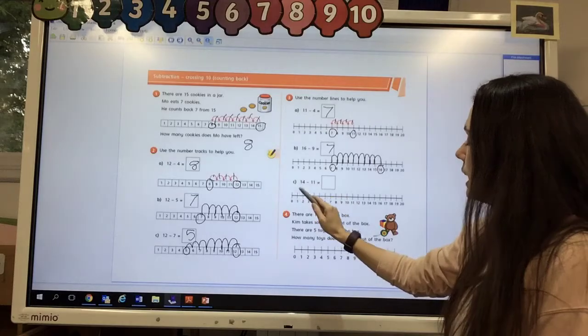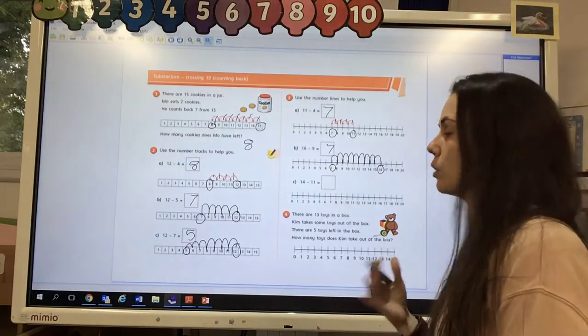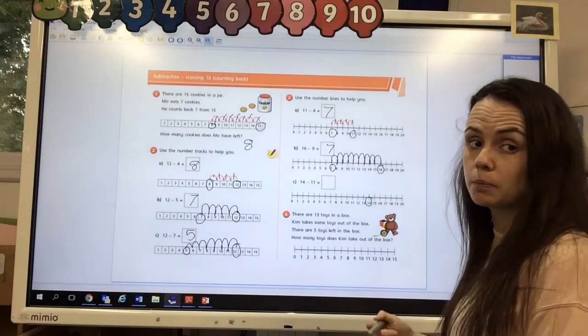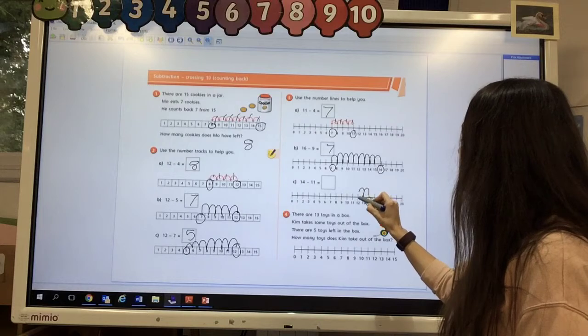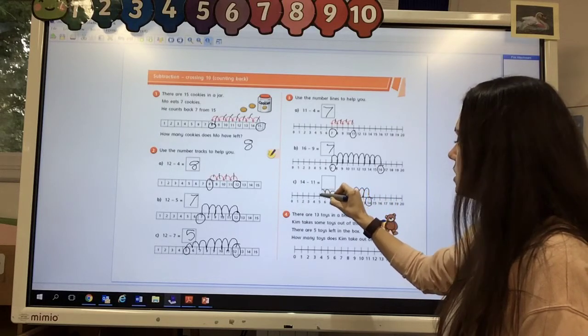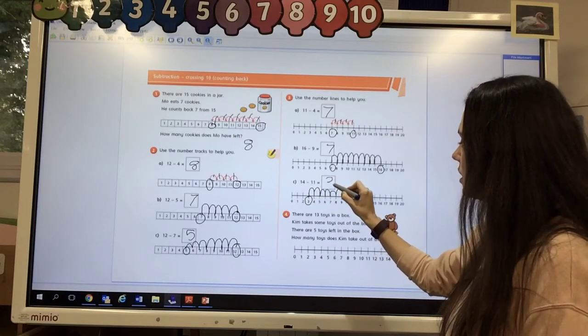This one here, 14 take away 11. That's a big number. So we're going to find 14. I'm going to count back 11 jumps. 1, 2, 3, 4, 5, 6, 7, 8, 9, 10, 11 jumps. So it lands on number 3.